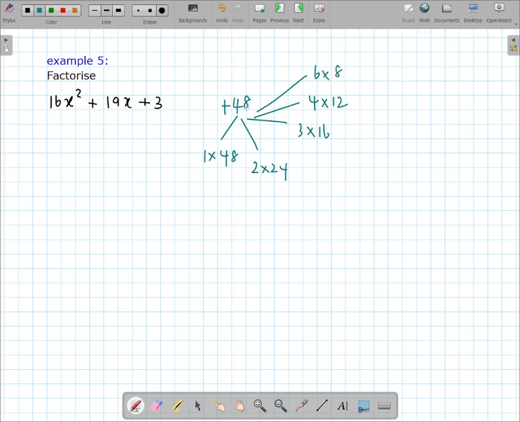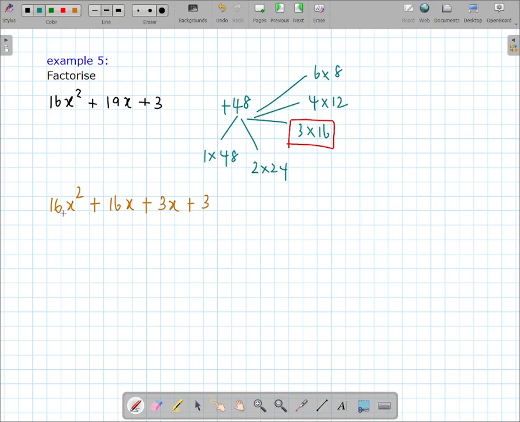Then for plus 48, we have to add the factors to make the linear coefficient, that is 19. So 16 plus 3 is 19. So we have the two factors, 16 and 3. Then we have to write 19x using 16 and 3, that is 16x plus 3x. So I write here 16x squared plus 16x plus 3x plus 3.